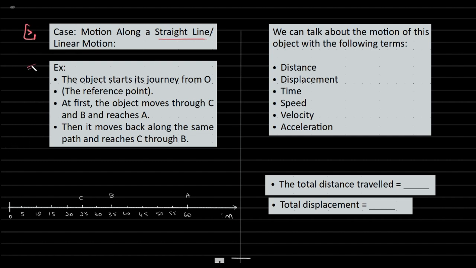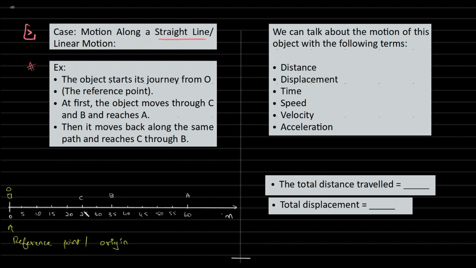For example, say an object starts its journey from O. So this particular example has this particular diagram associated with it. So the object starts its journey from O. O is your reference point, or you learned this as origin. So O is your origin.